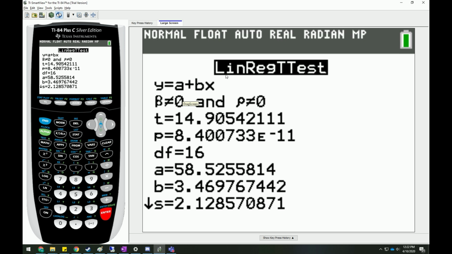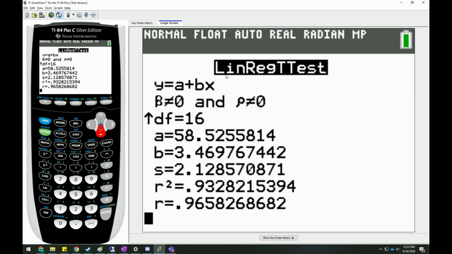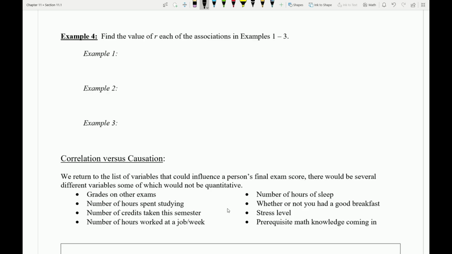But for the moment, if I just scroll down on the down arrow, I'll notice that the very last entry here is R, and that's the value that I want to write down. So I'm going to go here and just note that R was given to me there, and I believe, let's see, it was 0.9658.